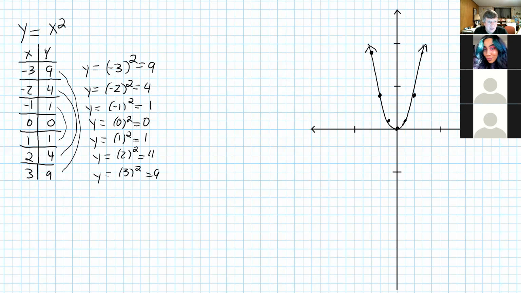Anyway, that is what is called a parabola. Now, there are certain characteristics of a parabola that I want us to look at. Let's switch to red. Notice that this graph is symmetric about the y-axis.